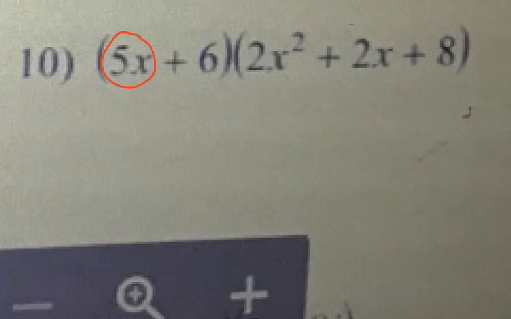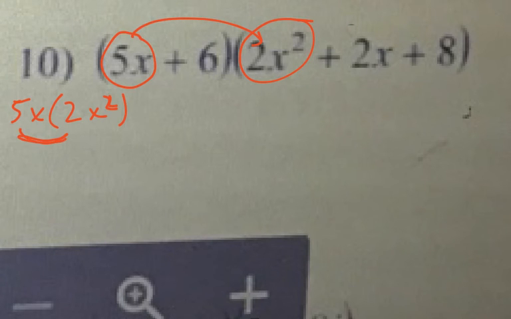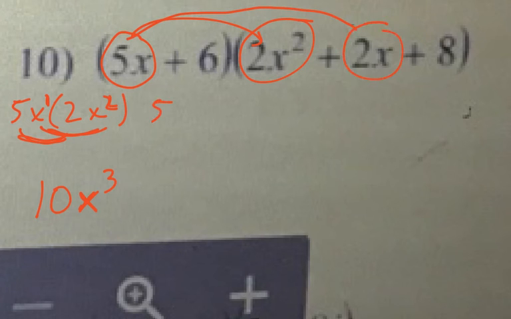I'm going to take 5x here, and I'm going to times with this 2x squared. Well, what is 5x times 2x squared? Be careful with your exponents or powers, okay? 5 times 2 is 10. The x times x squared, hopefully you know, is x cubed, because 1 plus 2 is 3. Now I'm going to take 5x times the 2x. Well, 5 times 2 is a 10, and the x times x is an x squared.